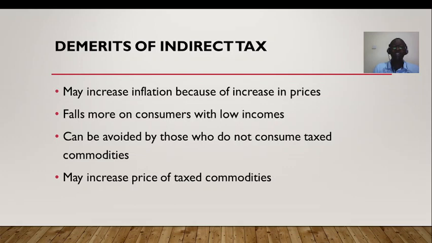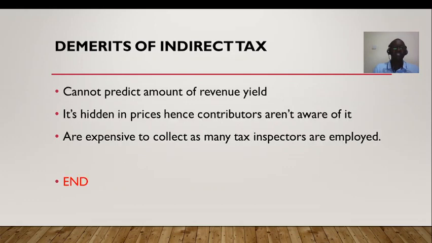Now the demerits of indirect tax. It may increase inflation because of the increase in prices. It falls more on consumers with low incomes. It can be avoided by those who do not consume the taxed commodity. It may increase the price of taxed commodities. Also, the government cannot predict the amount of revenue yield, and it is hidden in high prices, and therefore contributors are not aware of it.